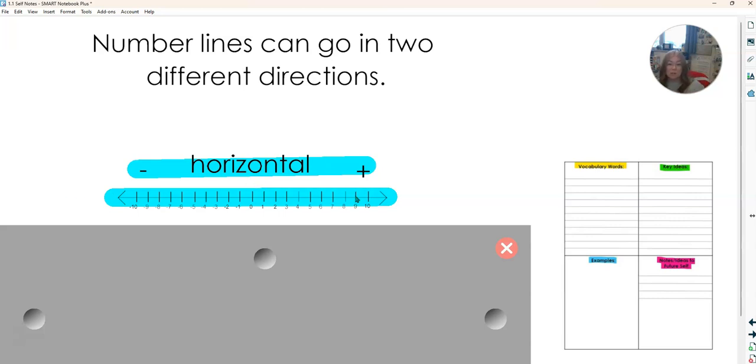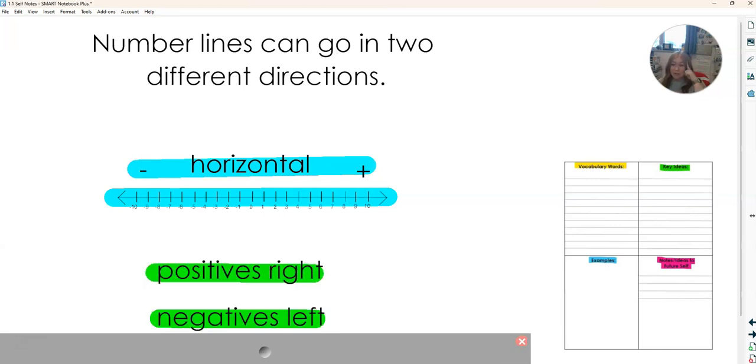So a horizontal number line always has the positives on the right and the negatives on the left. Every single time. They have to be in those places, because otherwise, if you just start flipping them, then we'll never know which one is supposed to be which. So positives are always on the right, negatives are always on the left. That's a very big key idea we want to remember as we are creating number lines, right?